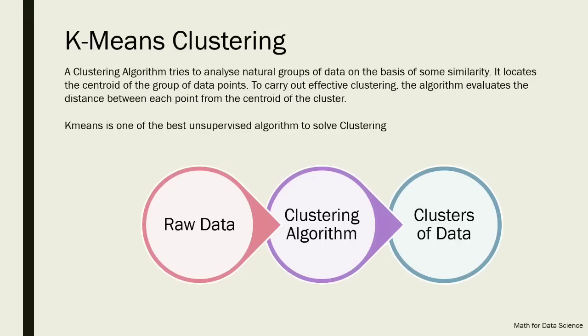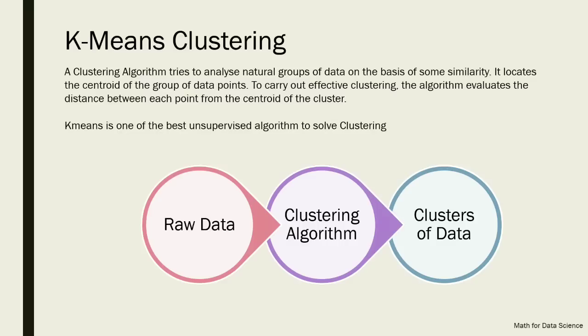So the flow diagram for k-means will be: you get the raw data, you apply the clustering algorithm, and then the output you get is the clusters of data. Now, when you have the output as clusters of data and you need to predict for a new data point, you just have to see in which particular cluster my data lies. And you can say that that particular cluster's features will be the same as my data point.